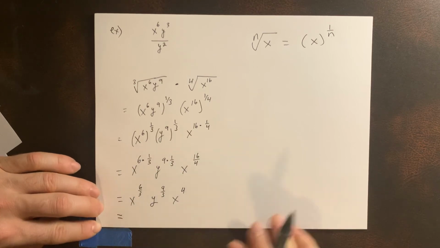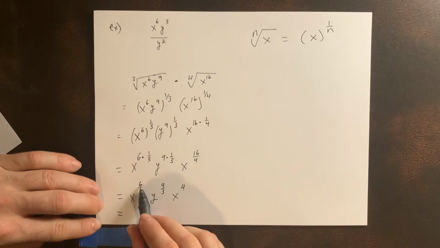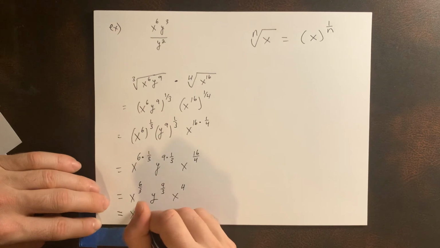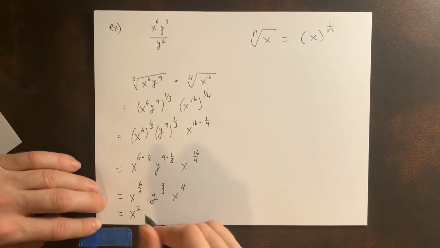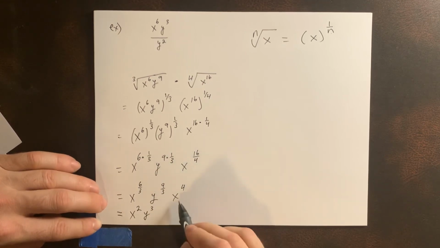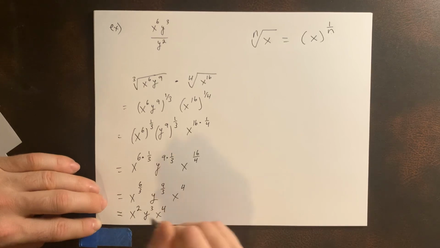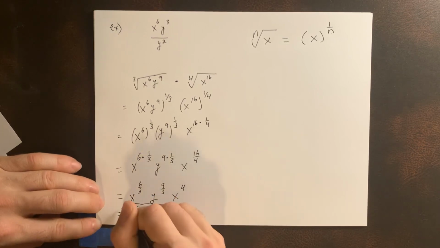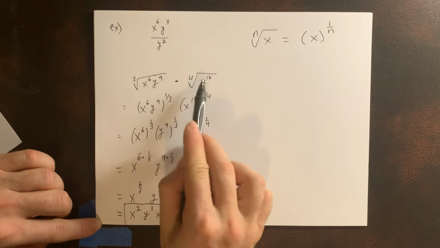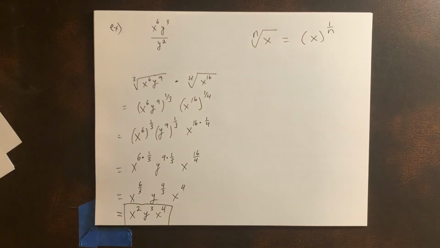Okay, so here we have x to the 6 over 3, so that's x squared. y to the 9 over 3, that's y to the 3. And then x to the 4. All right, so when we simplify this, it just turns down into this piece right here.